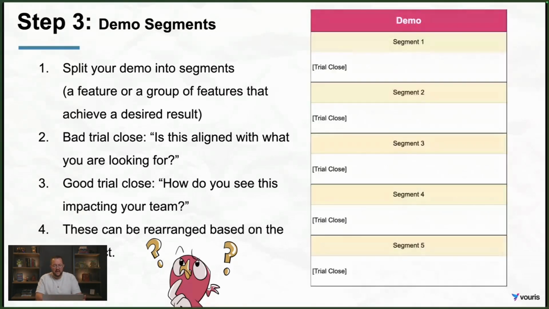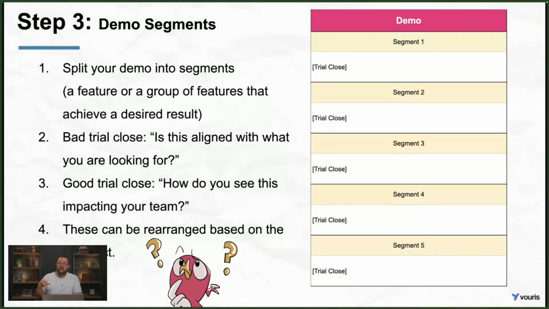So what does it look like? Well, very, very simple. And this is totally customized for you, but decide on what segments you are going to have. So let's say you sell a marketing automation tool. You might have a segment that's dashboards. You might have a segment on scheduling emails. You might have a segment on workflow automations.